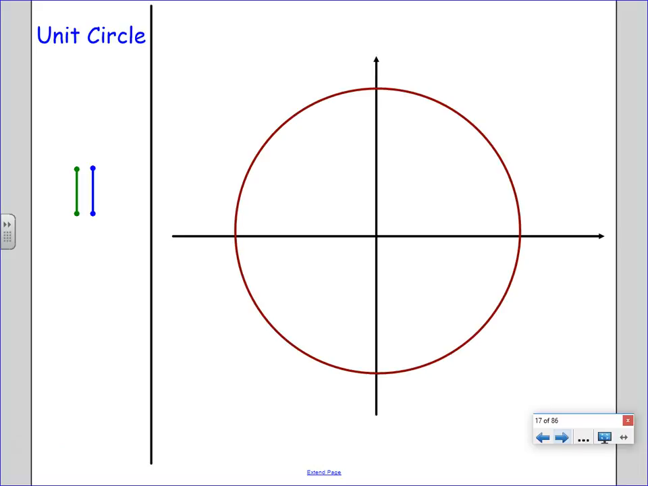Tomorrow we're going to build a unit circle based on fractions. Hopefully you'll remember. Bye guys.